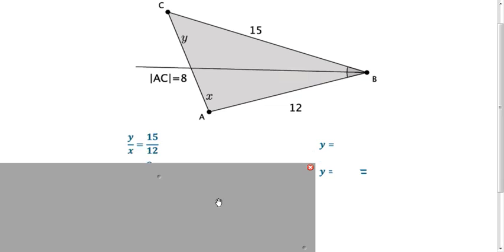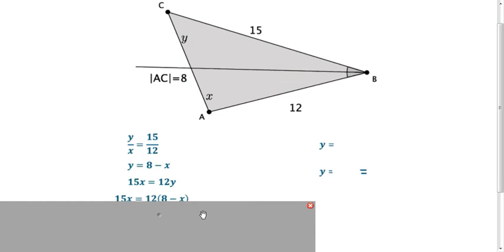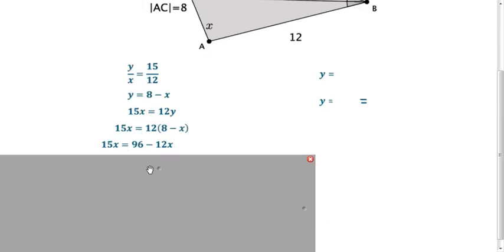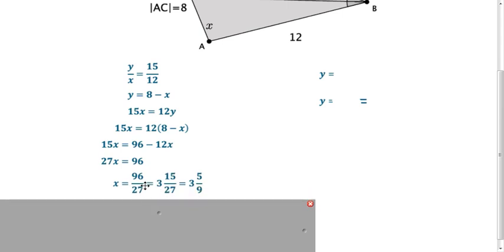So here are the 2 equations you can write. Use the cross product, substitute, distribute, move your x's to the same side, divide by 27, and you get these numbers, or this number just in different forms. Substitute for x, and there's our answer.